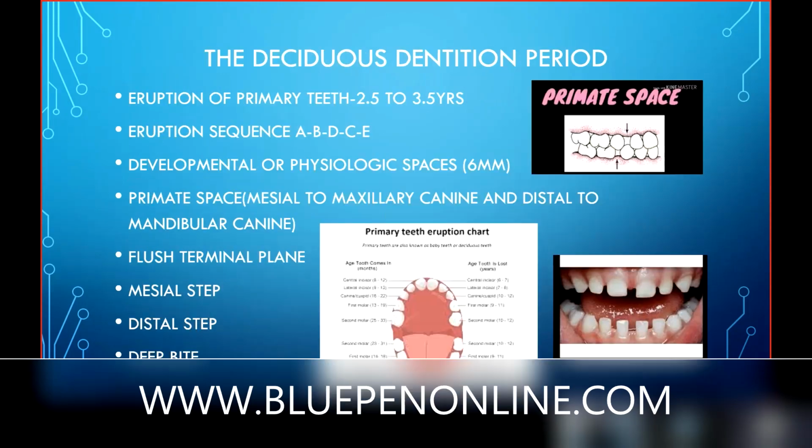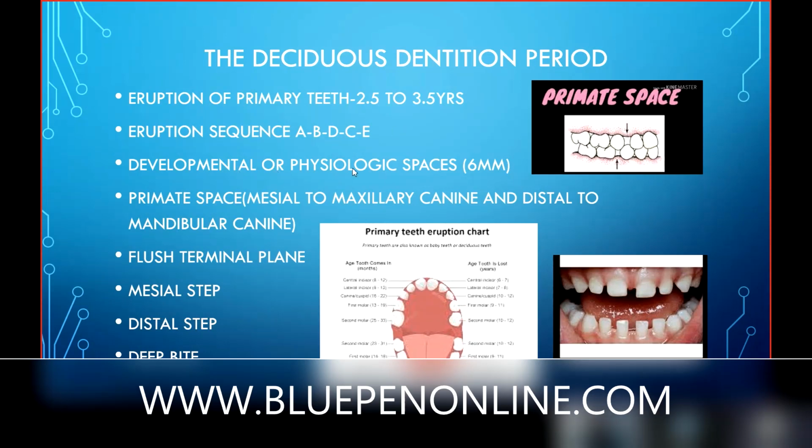So coming to the next is the deciduous dentition period. The eruption of primary teeth happens from 2.5 to 3.5 years. Eruption sequence A, B, D, C, E: central incisor, lateral incisor, first molar, canine, second molar. A, B, D, C, E pattern.